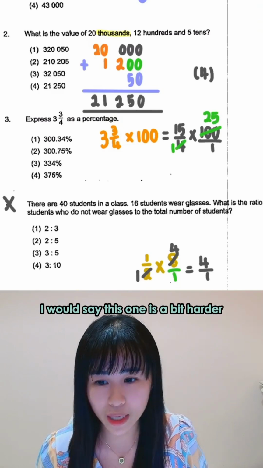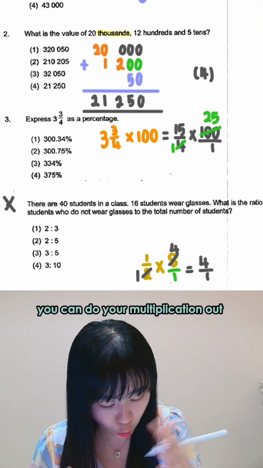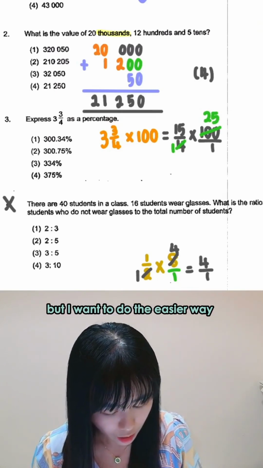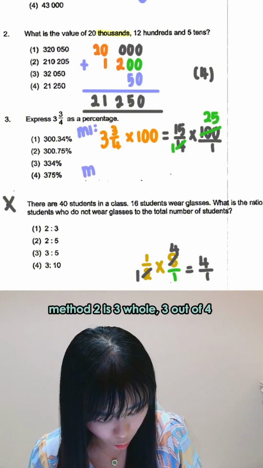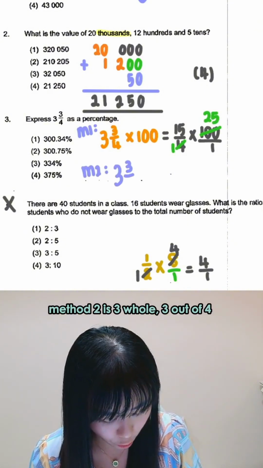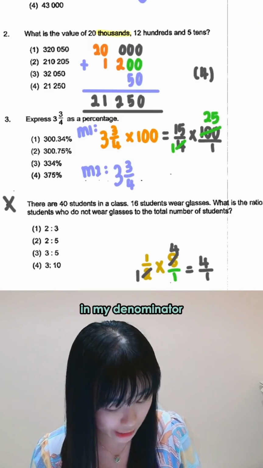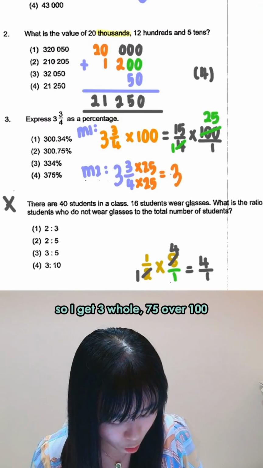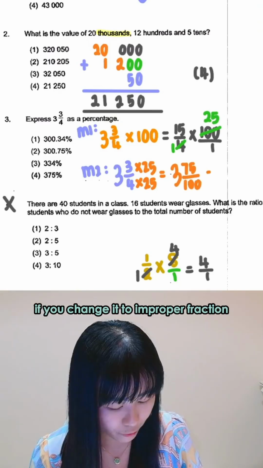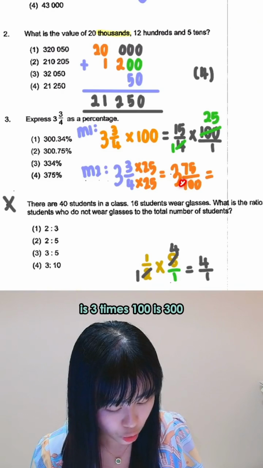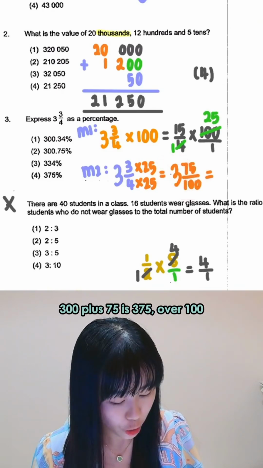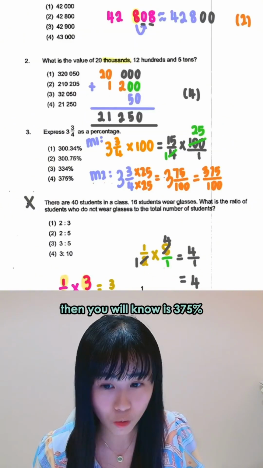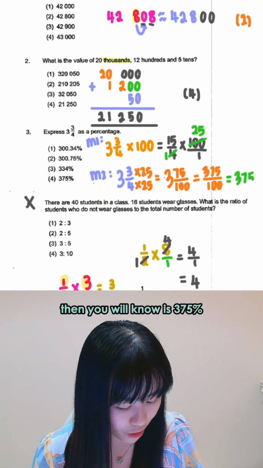I would say this one is a bit harder. The other way is easier. You can do your multiplication out, okay? You will get the answer. But I want to do the easier way. Okay, so this is method 1. Method 2 is 3 whole 3 out of 4. I just change it to out of 100 in my denominator. So I know it's times 25, times 25. So I get 3 whole 75 over 100. If you change it to an improper fraction, 3 times 100 is 300. 300 plus 75 is 375 over 100. Then you will know it is 375%.